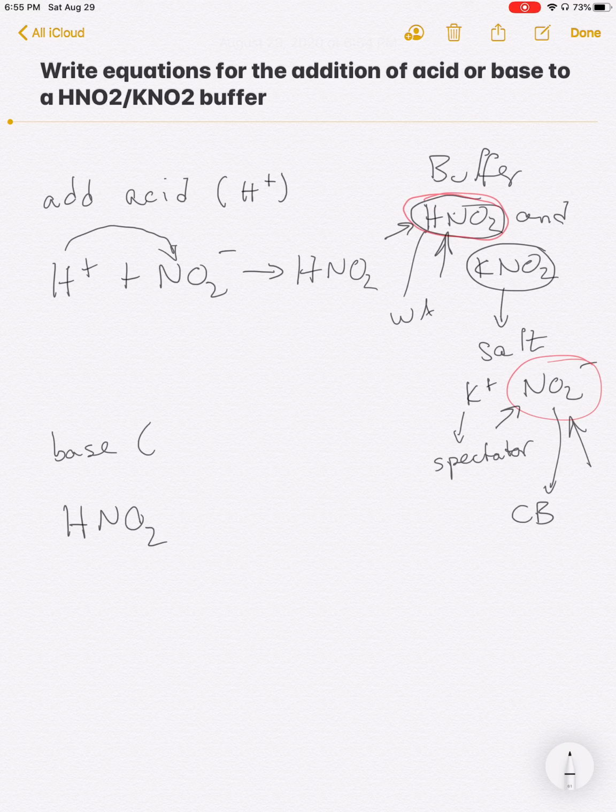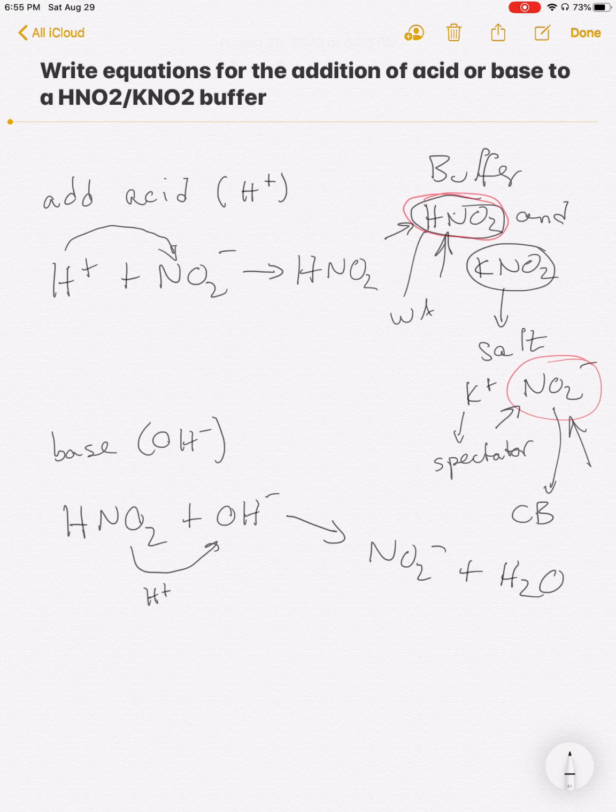Now, what typically indicates base? Base is typically hydroxide. And so that nitrous acid will react with the hydroxide. And in a Bronsted-Lowry equation, it will act as the acid, donating an H plus to the hydroxide, which will accept that H plus because it is a base. And the resulting products are going to be nitrite ion and water. So this would be the equations for adding an acid to a buffer or adding a base to the buffer.